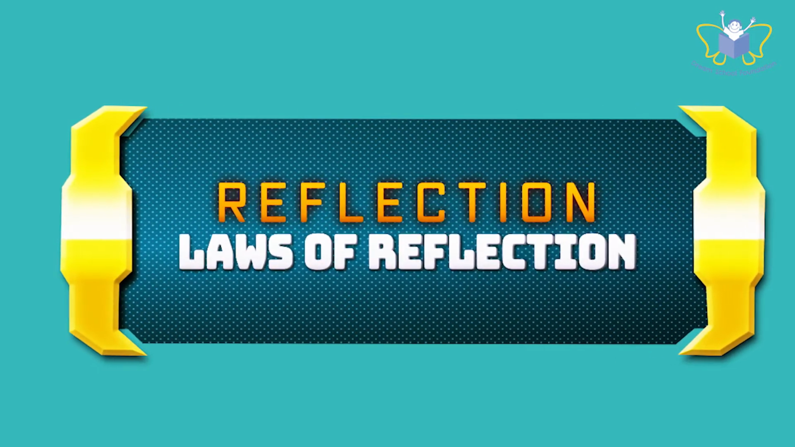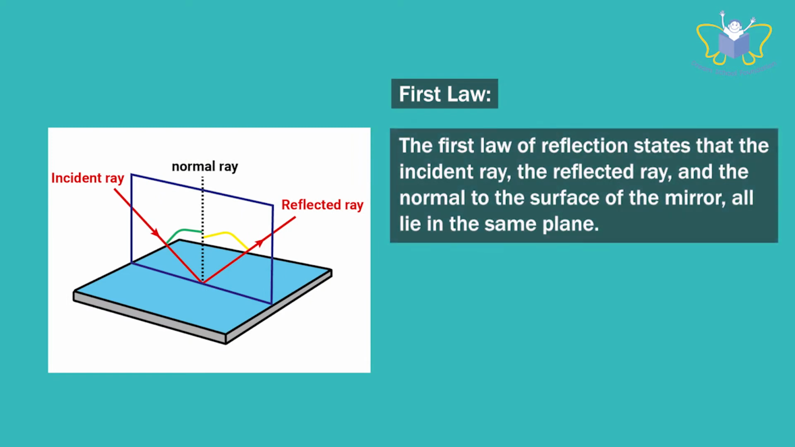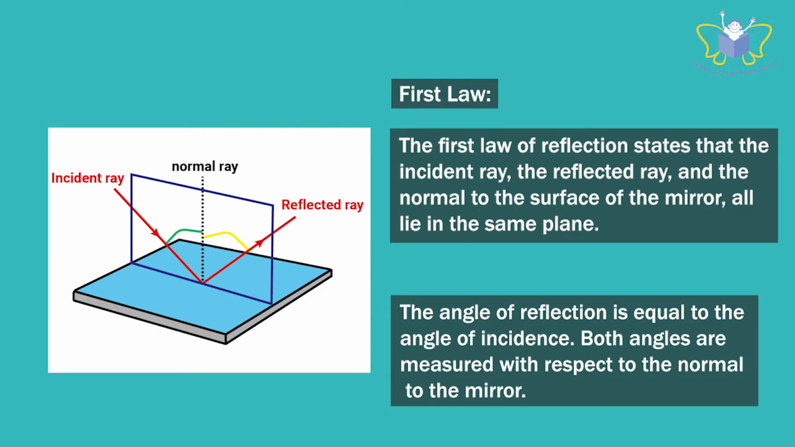Let us start off with laws of reflection. We already knew that the first law states that the incident ray, the reflected ray and the normal ray at the point of incidence lie in the same plane. And the second law states that the angle of incidence is equal to the angle of reflection. We are going to look at the second law in a bit more detail by doing an activity.